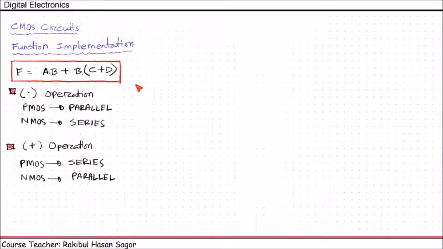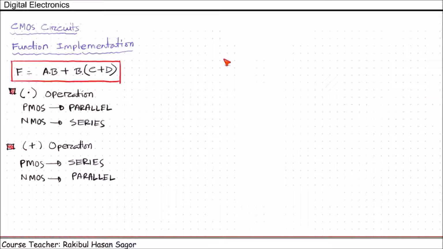Let us see how we can design this. Then the idea will be clear to all of you. Here we have 4 inputs, A, B, C, D. So we need to use 4 NMOS and 4 PMOS. First of all, let's implement this portion, the AB part, in the pull-up network. In the pull-up network, we are going to use PMOSes. So whenever we have A dot B, that means dot operation, PMOSes are to be connected in parallel.